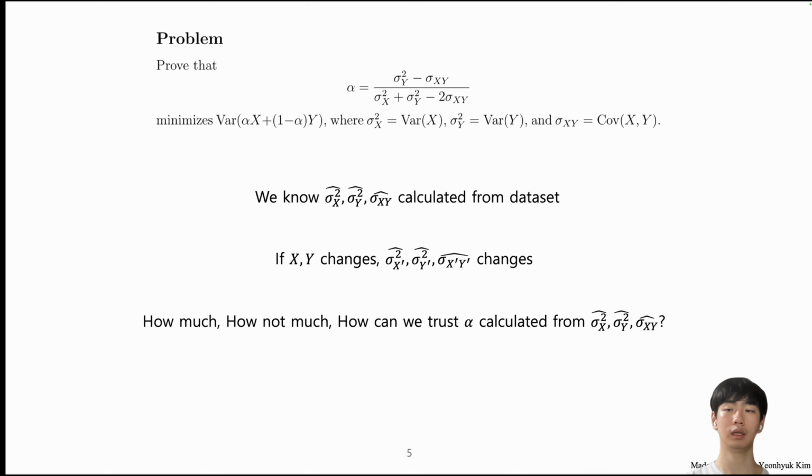Reversely, how much it will not change. How much can we trust the calculated sigma x hat, sigma y hat, and sigma xy hat, and the calculated alpha with the given dataset? This is what the Bootstrap does.